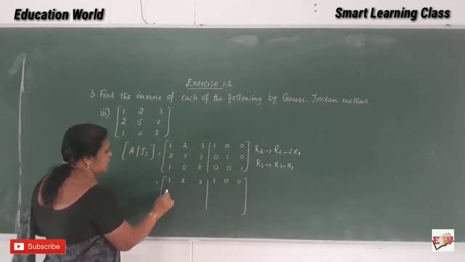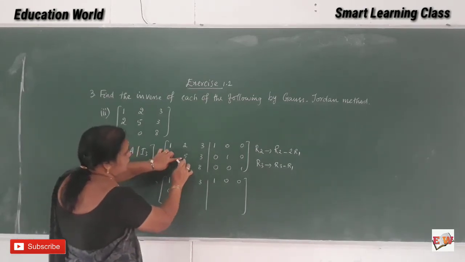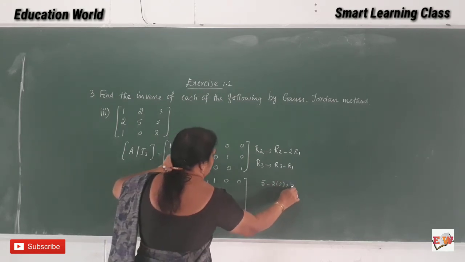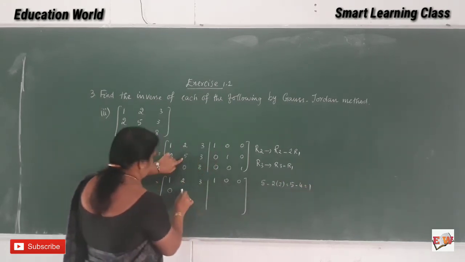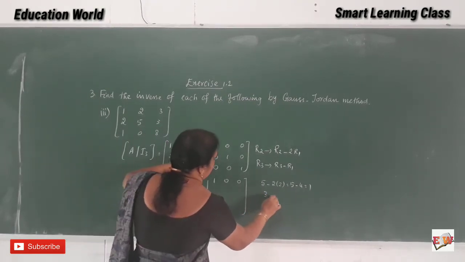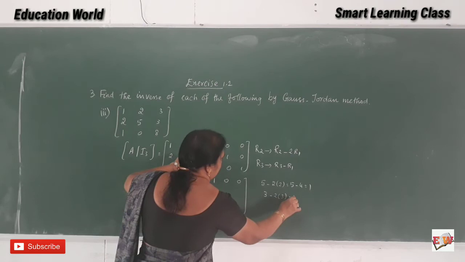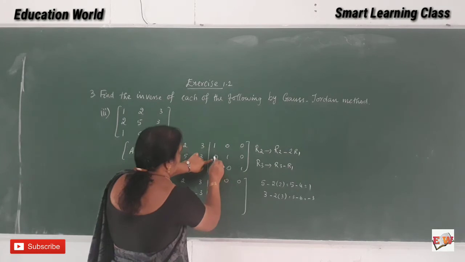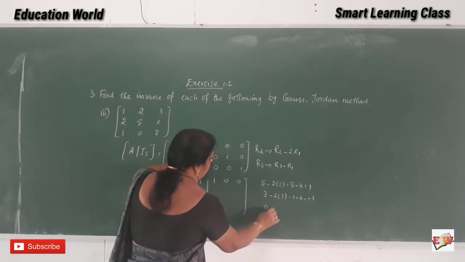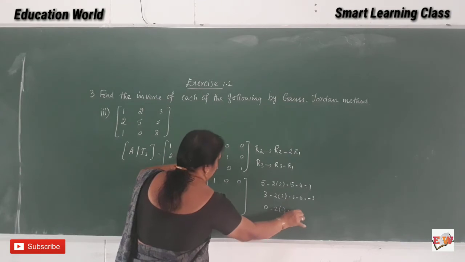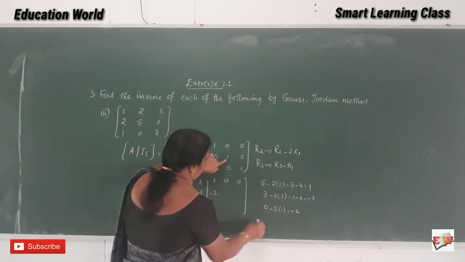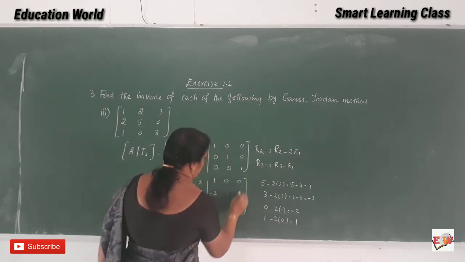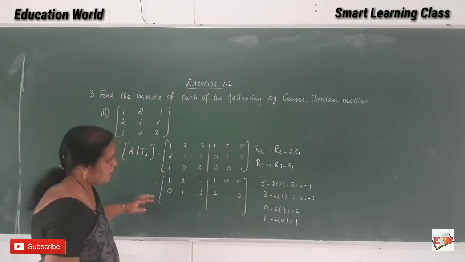2 minus 2 R1, here 0. Then 5 minus 2 into 2, 5 minus 4 is equal to 1. Here 3 minus 2 into 3, 3 minus 6 is equal to minus 3. Here R2 minus 2 R1: 0 minus 2 R1 1, so minus 2. Then 1 minus 2 into 0, this is 0. Okay. Next R3.